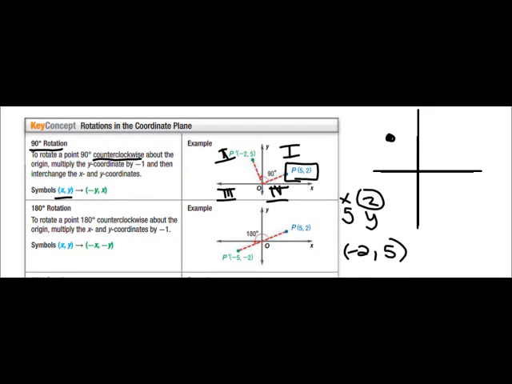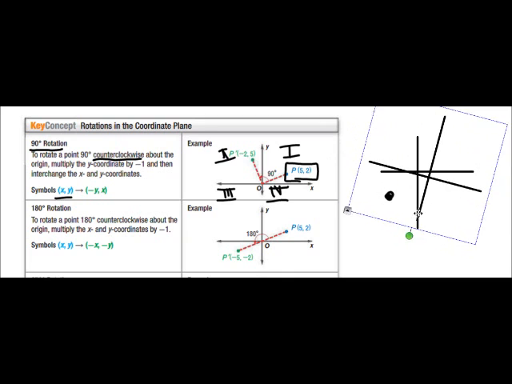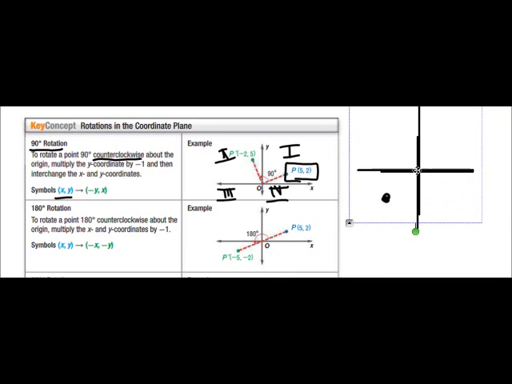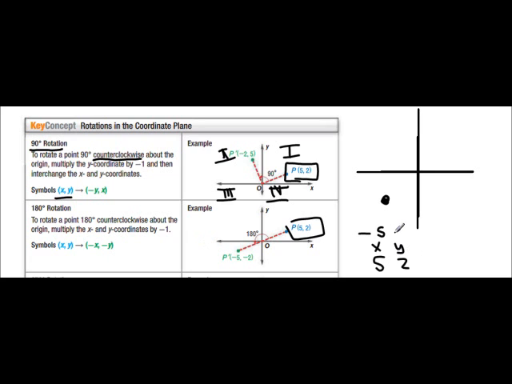If you rotate the point 180 degrees, so now we're down here. The rule for that is the x and y coordinate. So here we have 5, 2 again. X is 5, y is 2. The x and y coordinate become negative x, so it just becomes a negative 5, and negative y, negative 2.